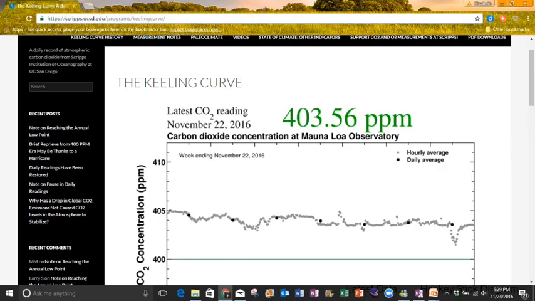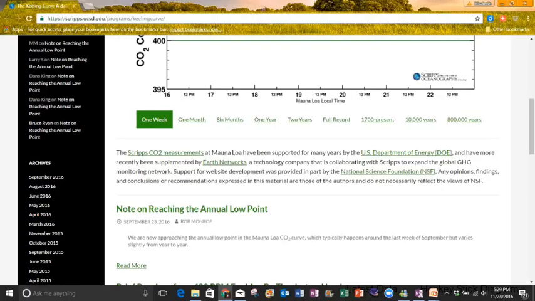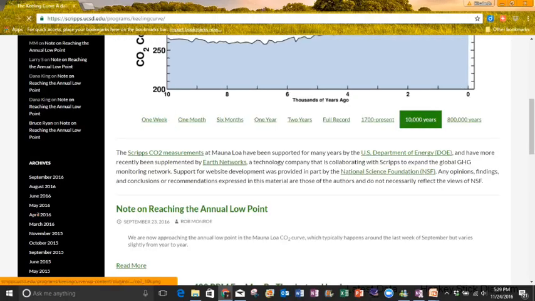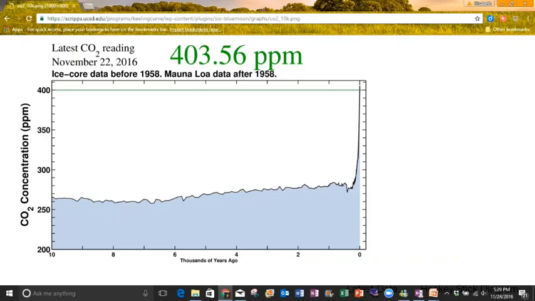So I like this website. It also goes back and gives you some historic data. I'm going to go back to the 10,000 years. Okay, so this is carbon dioxide levels in the atmosphere. So we see 250 parts per million, 300 parts per million. Okay, and let me pull up my pen here. This is sometimes called the hockey stick, the hockey stick look at carbon dioxide in the atmosphere.